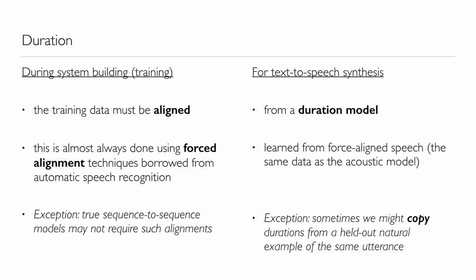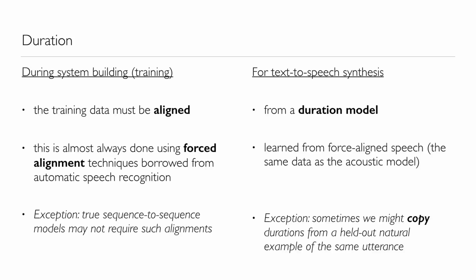At the time of the synthesis, we need an independent duration model which predicts the durations, and that can be a traditional regression model, or a neural network model as well, as we use in Merlin. Here we learn from the force-aligned speech, the same data as the acoustic model. But for the training, we need to do the traditional HMM forced alignment, as in the case of speech recognition. So we align the text with the audio, and get the labels.